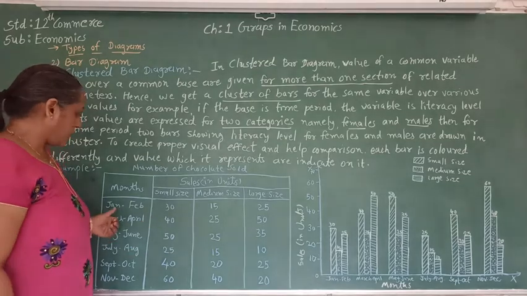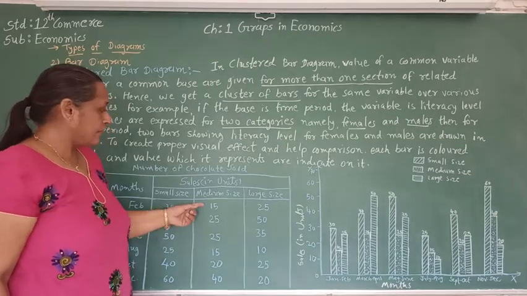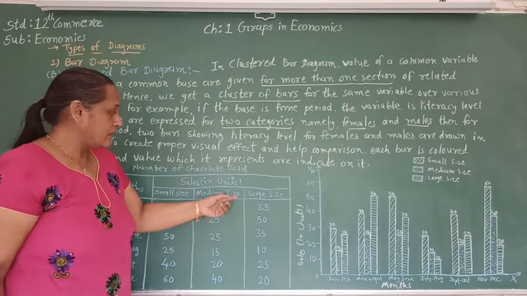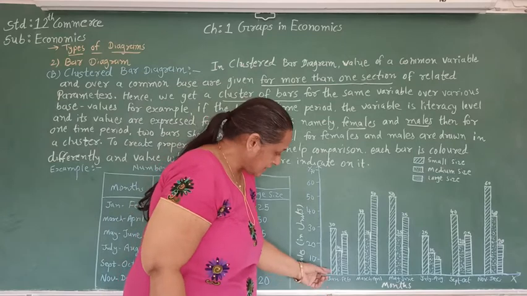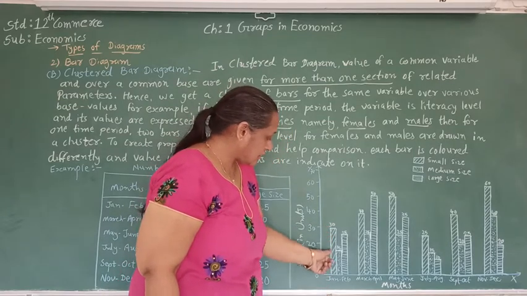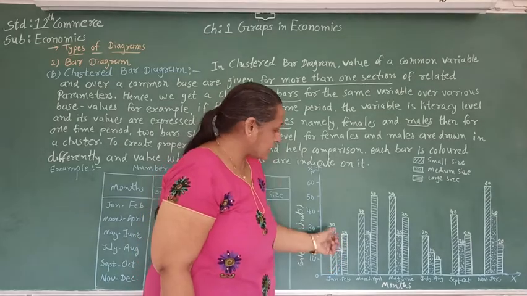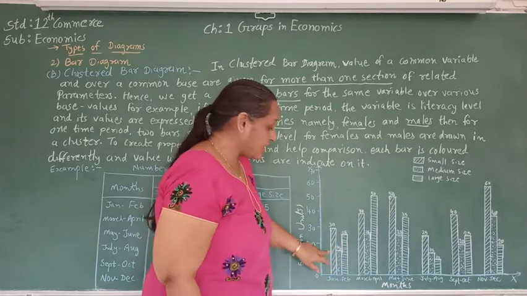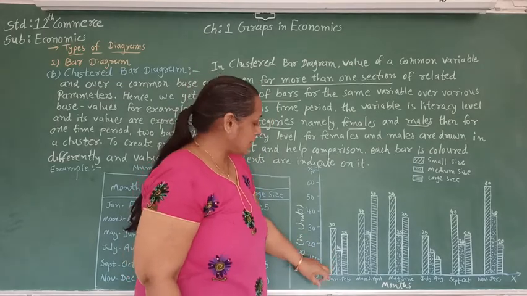So here for January, February we can see that the small size chocolate is 30, medium size chocolate is 50 and large size chocolate is 25. So here we can see that the small size chocolate we have shown for the 30 unit, medium size for the 15 unit and large size for the 25 unit. And here again we have shown the different shade to understand it very nicely.